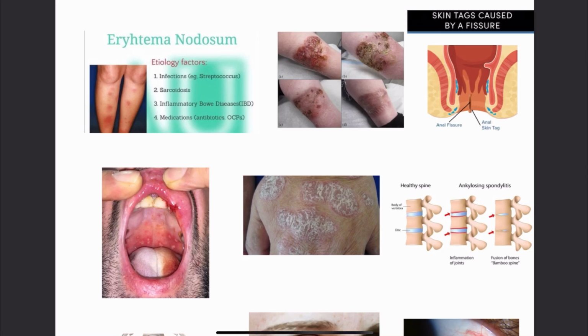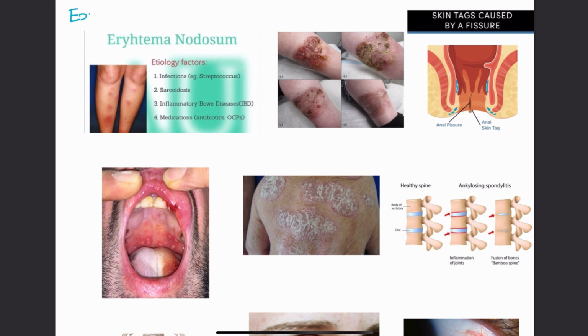Good evening, everyone. Today, let's study about extraintestinal manifestations of inflammatory bowel diseases. As I had promised in the last video, I'll be taking the extraintestinal manifestations in the next video. So, here I am today with extraintestinal manifestations of IBD, which is inflammatory bowel diseases.